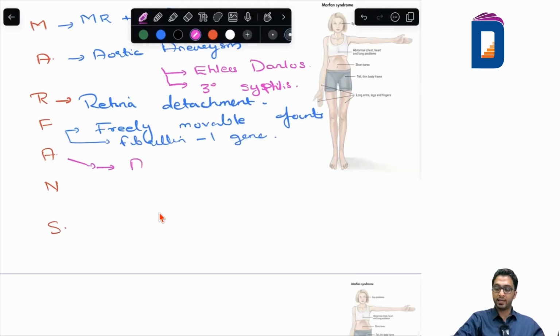A is for arachnodactyly. I can connect it to many lesions here, but I don't want to confuse you. Anyone knows any lesion which is related to arachnodactyly?